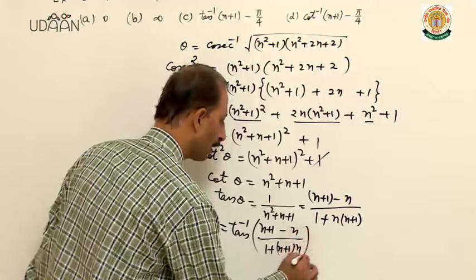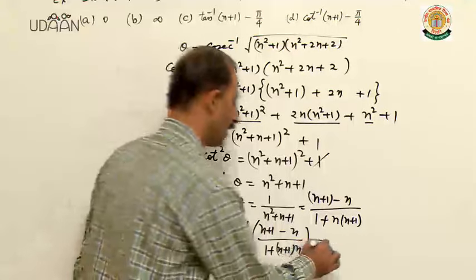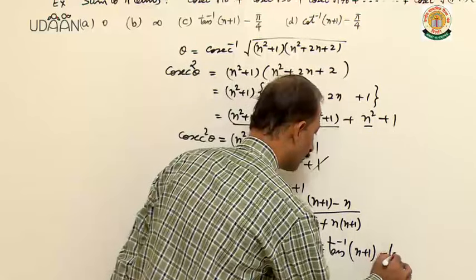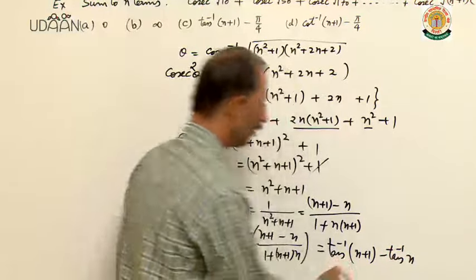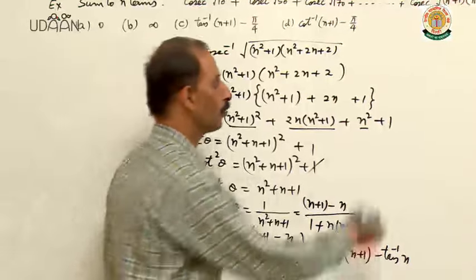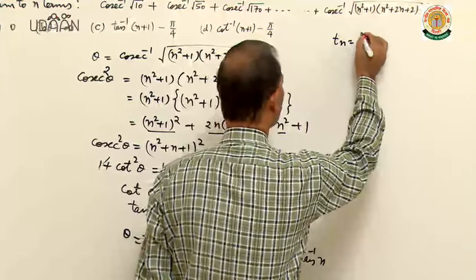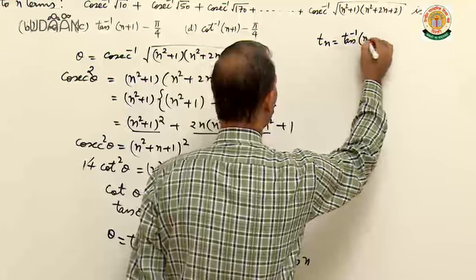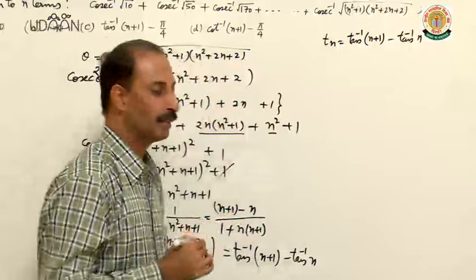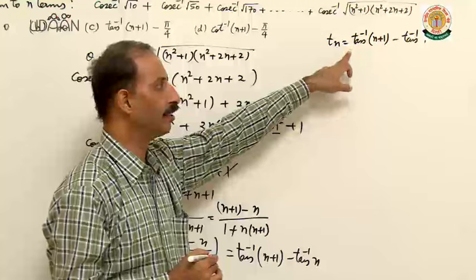1 into n. Now children, tan inverse of x minus y upon 1 plus xy, we can write as tan inverse x minus tan inverse y. So you can say tan inverse of n plus 1 minus tan inverse n. This is the nth term you got. So I am writing here the nth term, say Tn, is tan inverse n plus 1 minus tan inverse n. This is the nth term. After simplification of this term, we are getting this one.